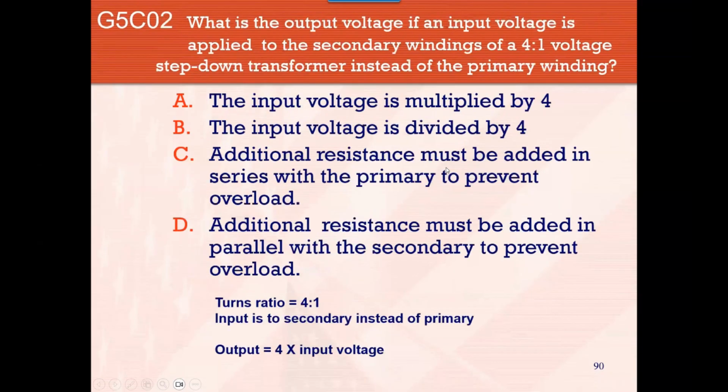Now, what if we turn the transformer backward and we put the applied voltage on the secondary, or what is normally the output of a 4-to-1? Now it's going to work backwards. It's going to look like a 1-to-4. We put 1 in, we get 4 out. So the input voltage is going to be multiplied by 4 in this case. We're just using the transformer backward.